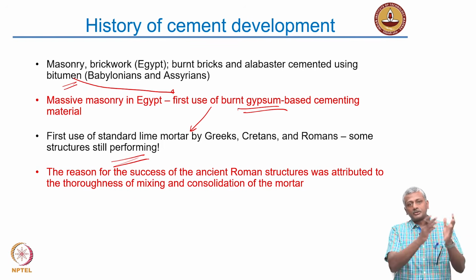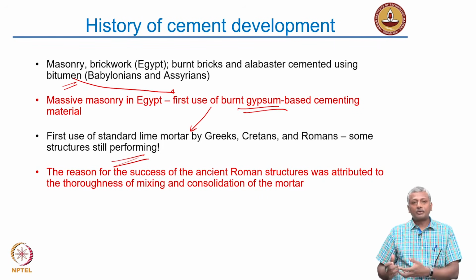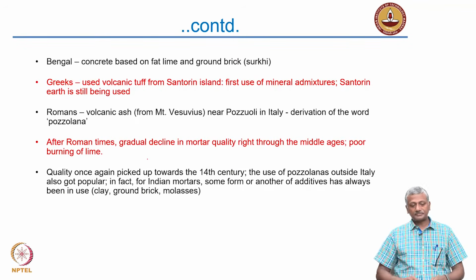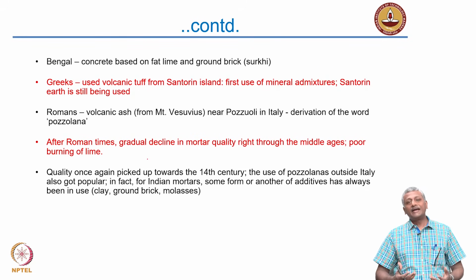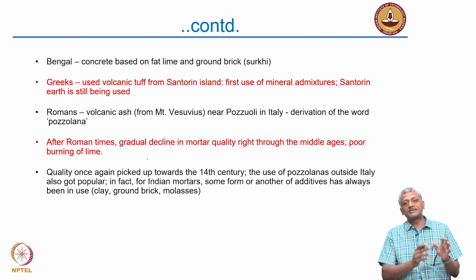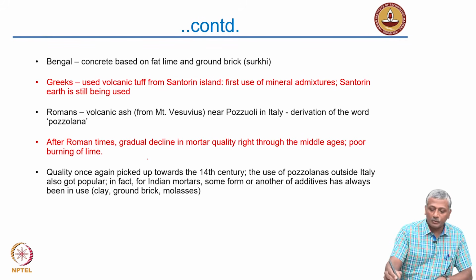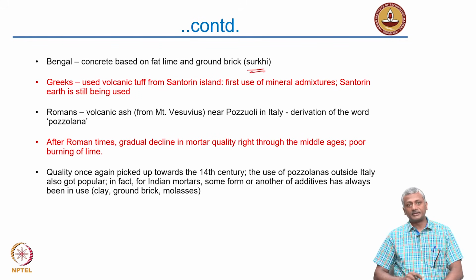From bitumen to gypsum to lime, and finally from lime we got to cement. Of course, before we got to cement, people started experimenting with lime and adding all kinds of additives to improve the quality of the lime or to improve the quality of the mortar they get from mixing lime and sand. One of these was surki, which is basically ground brick mixed with lime.